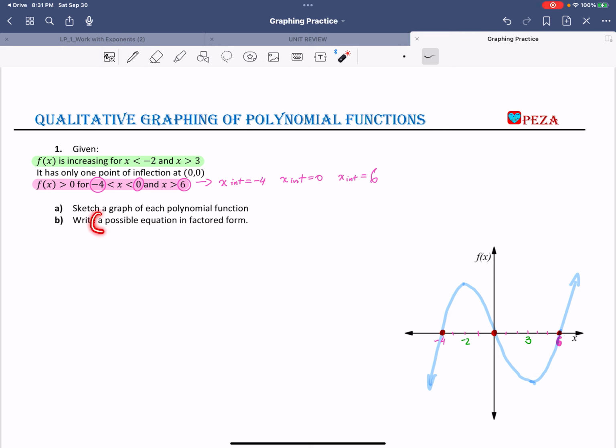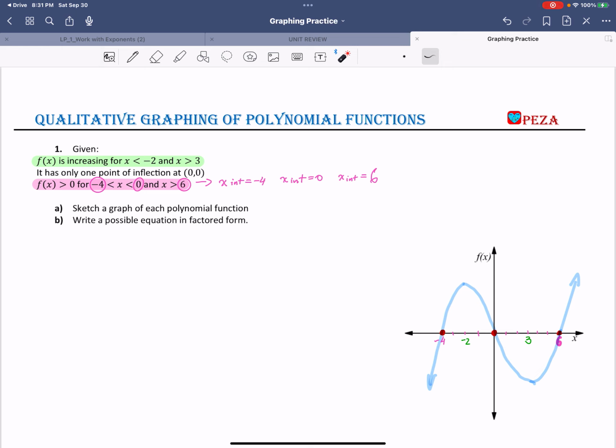Remember that when we are asked to find a possible equation, it means that there may be more than one equation that fits the description. And if you look at this graph, it seems like a third-degree polynomial function, and it is a third-degree polynomial function. But when you think about it, this is not the only shape that this kind of function can have. So another possibility would be to have, for example, an inflection point right here at x equals 0, and then make it down to the lowest point in here at x equals 3.